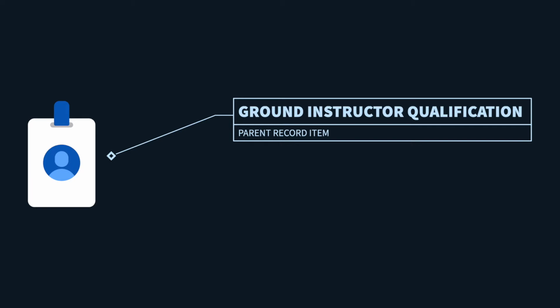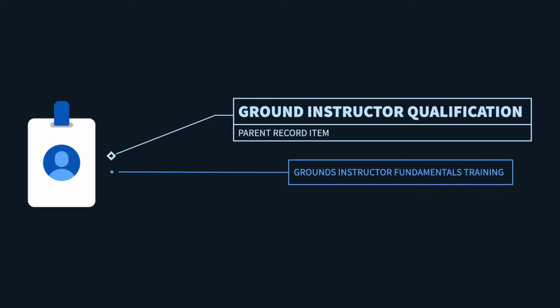For example, we could configure that the resource should be assigned to the parent record item ground instructor qualification when they meet the requirement of having the ground instructor fundamentals training record item assigned.